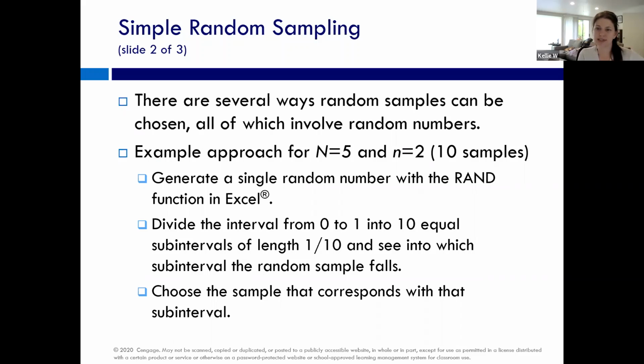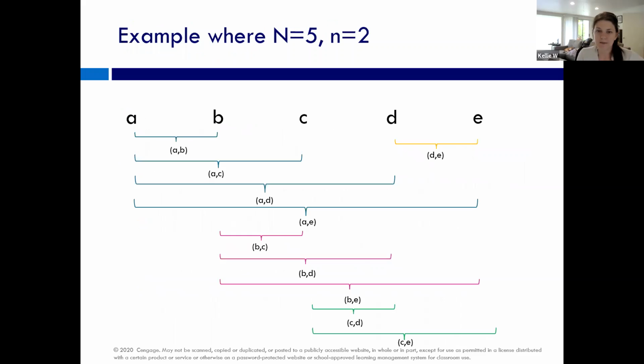There's 10 total samples that we could get from this. They give you a methodology for doing this in Excel, and we'll look at it, but you could use the random function, and you could take your 10 samples and say, okay, everything from 0 to 0.1 is sample 1, everything from 0.1 to 0.2 is sample 2, and then let the random function randomly decide which sample corresponds. But just to be clear, if the population is 5, that's our A, B, C, D, E.